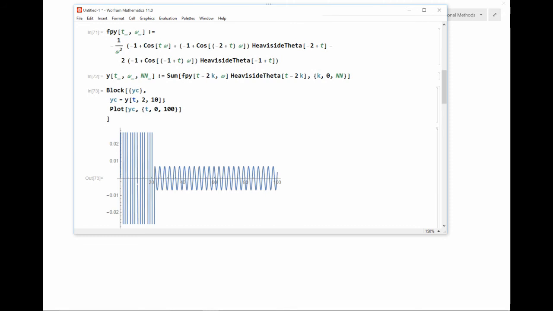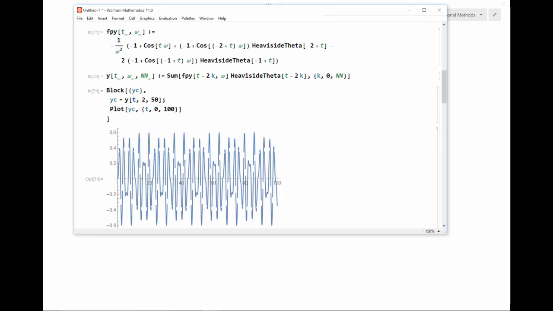And we can see that the solution changes its behavior at about 20. But since the period of the oscillation is 2 and I only added 10 terms, that means that I don't have enough to cover the whole interval from 0 to 100. In order to do that, I need to add 50 terms. And now we can see that when we have all 50 terms added together, we covered the whole interval from 0 to 100. And we get the right solution.